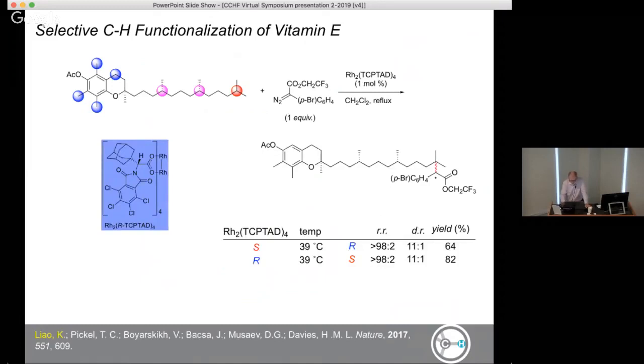And again, the reaction, depending on which enantiomer of the catalyst you're using, you can control which diastereomer is produced. And you can even improve that selectivity if you do the reaction at lower temperature. But in that case, you begin to lose a little bit.